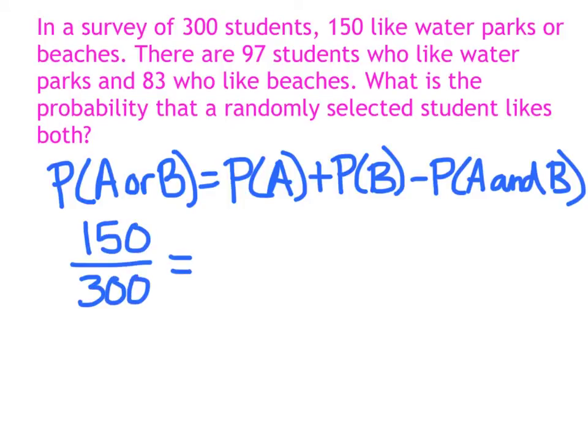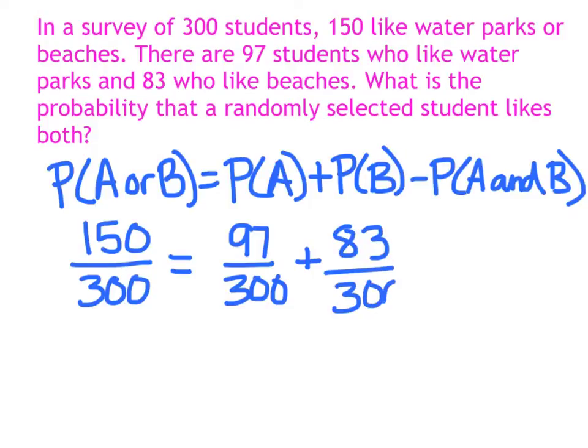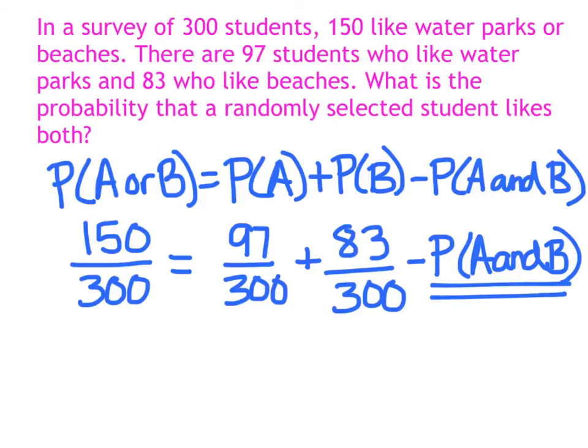That equals, now the probability of A, the water parks, there was 97 out of those 300 students like water parks. And 83 out of 300 like beaches, and as I already said, 97 and 83 doesn't make 150. So we have to subtract the probability of A and B. How many kids like both? Well, that's what we're trying to figure out. So now it's just a simple algebra problem.